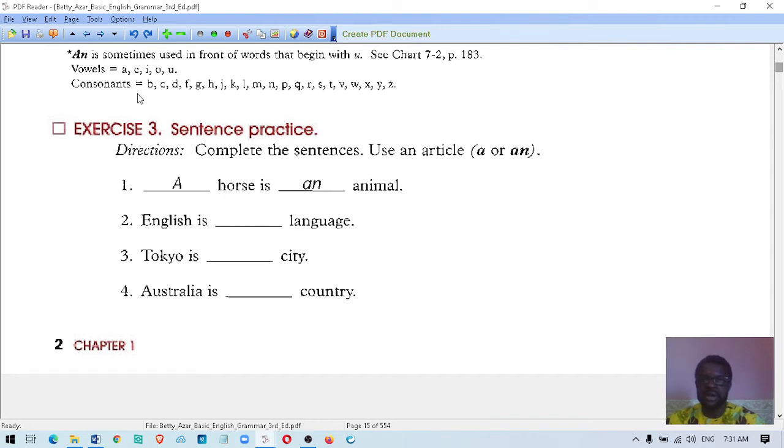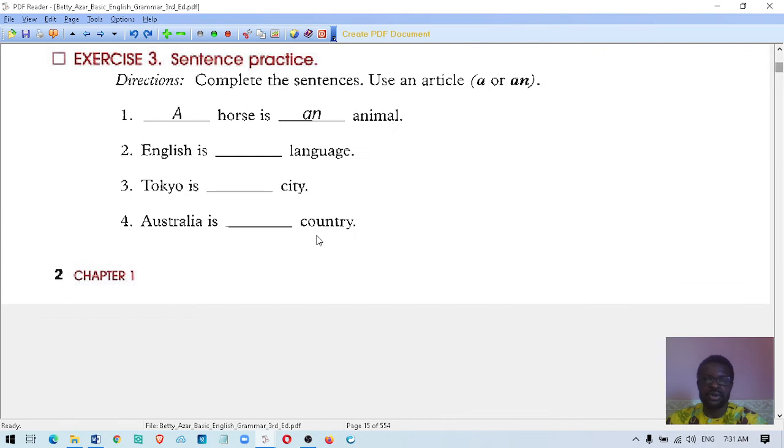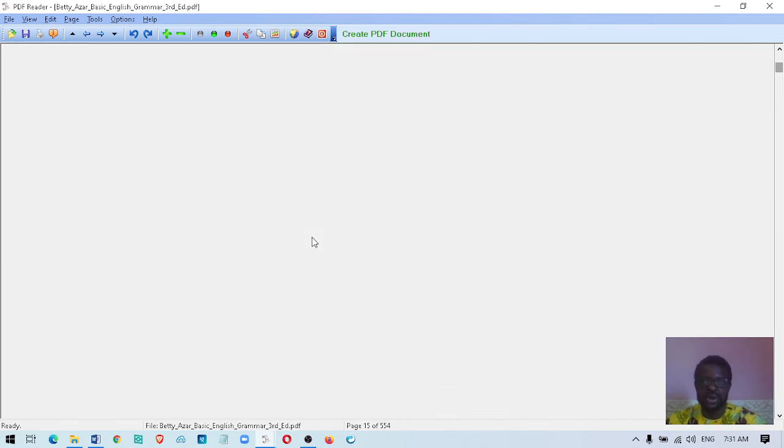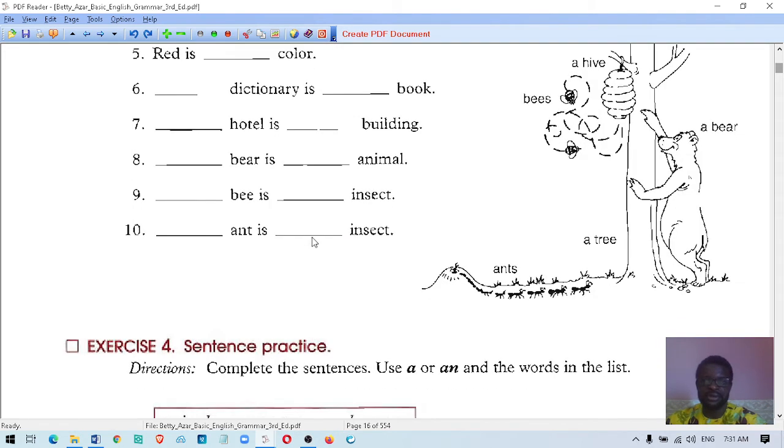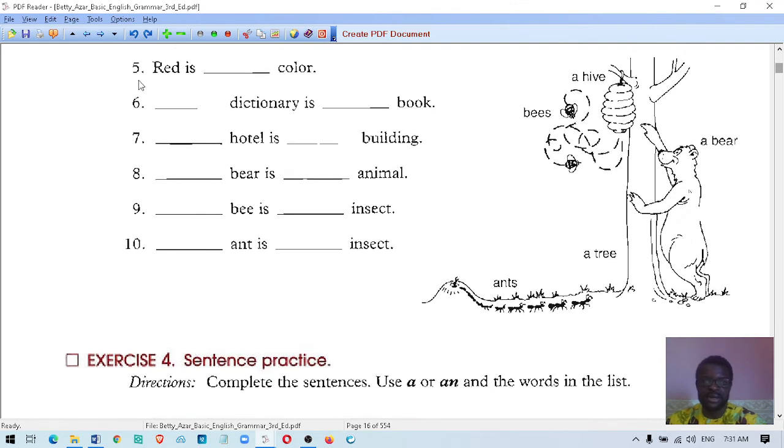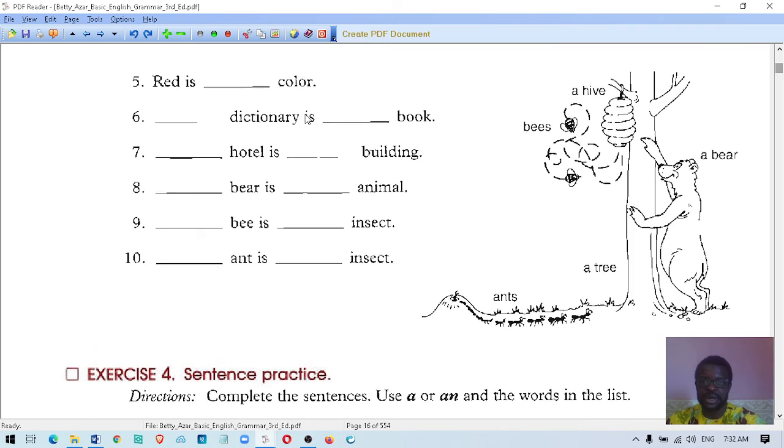Consonants. So when a noun starts with a consonant, we use what? A. When a noun starts with a vowel, we use what? AN. So here we have a horse is an animal. English is a language. Tokyo is a city. Australia is a country. So we're going to do more on this one to test your knowledge on this subject. Okay? Red is a color. A dictionary is a book.